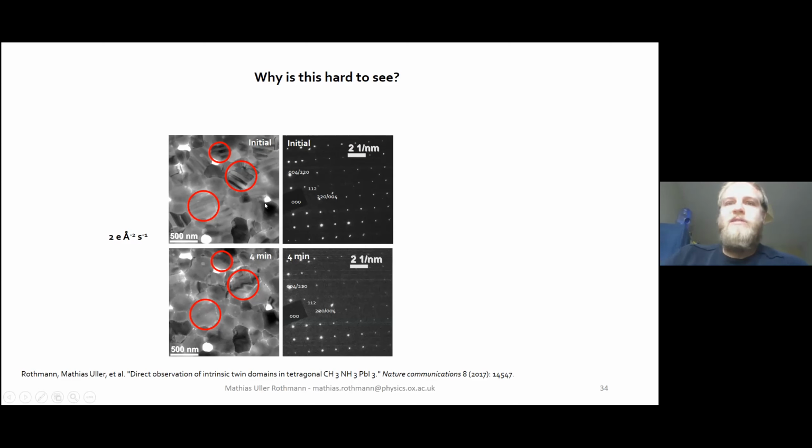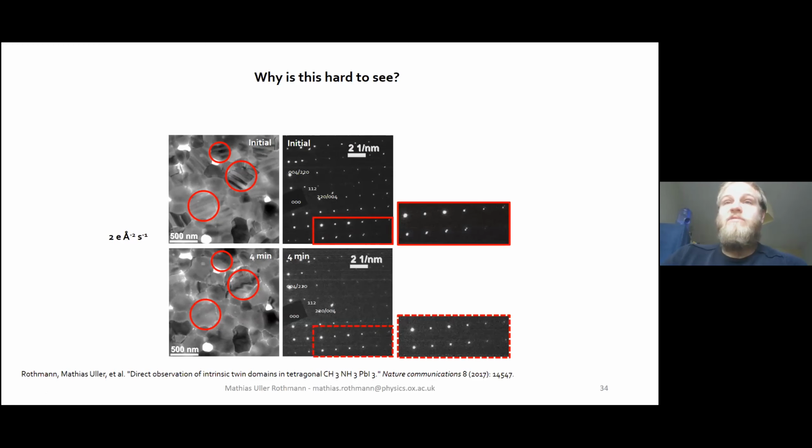And after only 4 minutes, we see the stripes are gone, double spots are gone, even though we still have a really nice diffraction pattern. So we have to be really, really careful. This is incredibly low dose imaging. So at least we know what we're looking for.